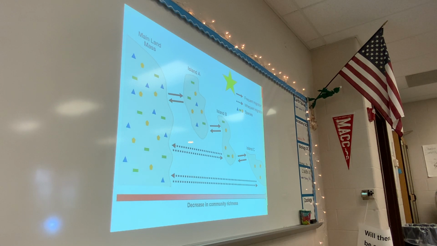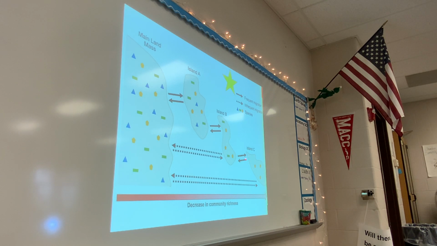Now, if we are further away from the big island, there's not going to be as much traveling back and forth. Again, that makes sense because it's really far away, but there's going to be a little bit of traveling between island A and island B because that's not quite as far. So we're going to have mostly animals and plants from Island A travel to Island B. And then a little bit more that are from Island B travel to Island C.